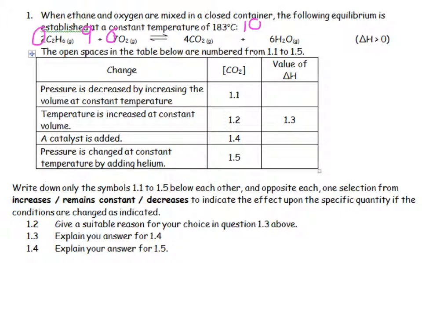Delta H is greater than naught. That means that this is an endothermic reaction. Notice that I'm writing this all down before I even consider the questions. And let's see what they now ask me.